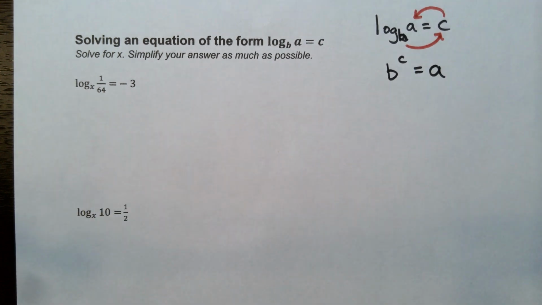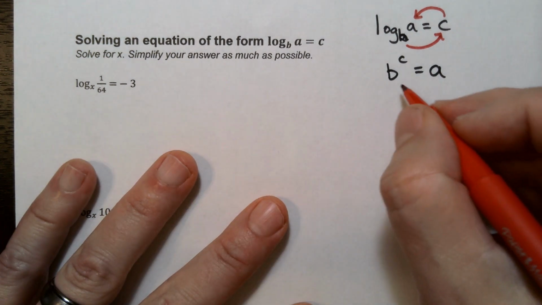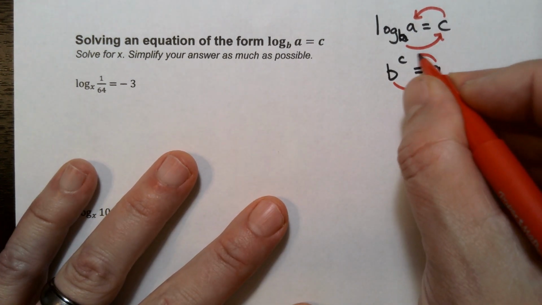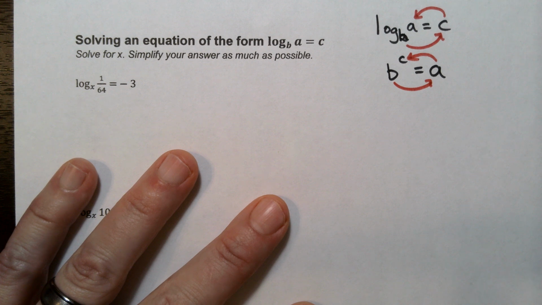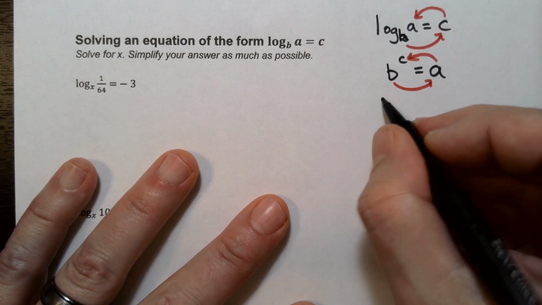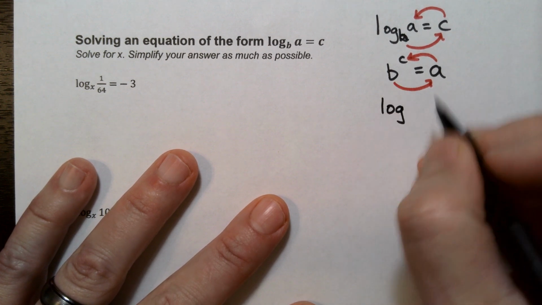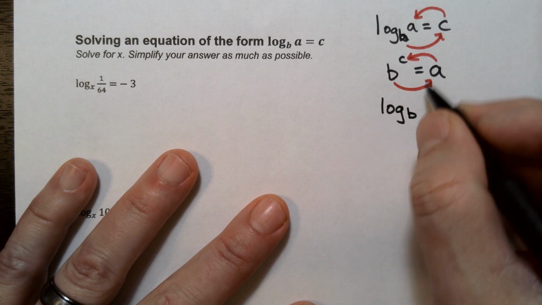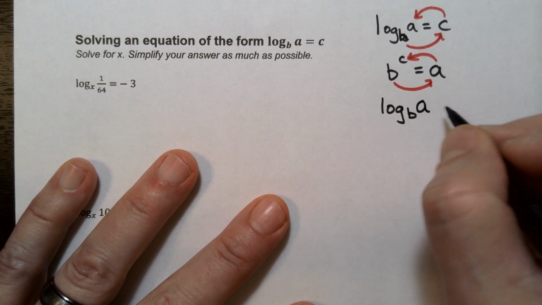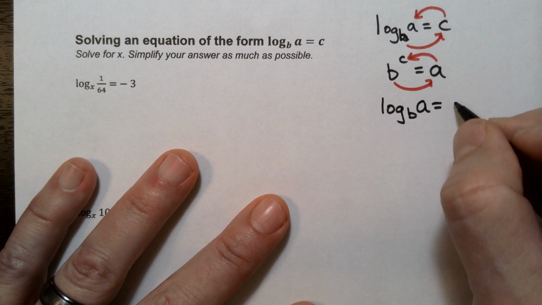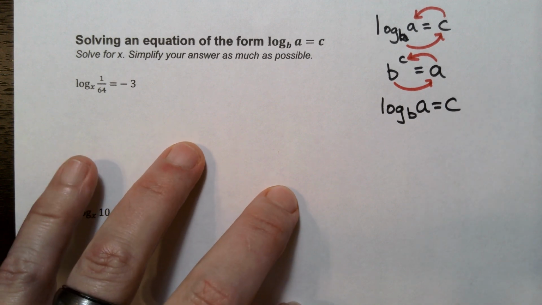If you want to change it back from an exponential into a logarithm, you can use the same circle method like this. It would be log. What's the base? What's b? It's the first thing. What's the inside? a. And what's it equal to? The last thing, c. So you can go back and forth that way.